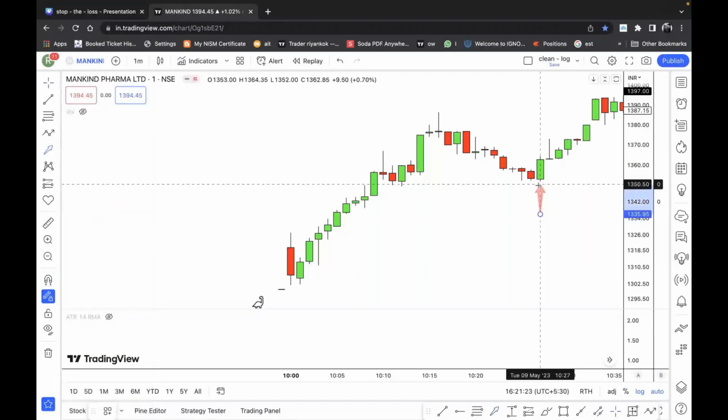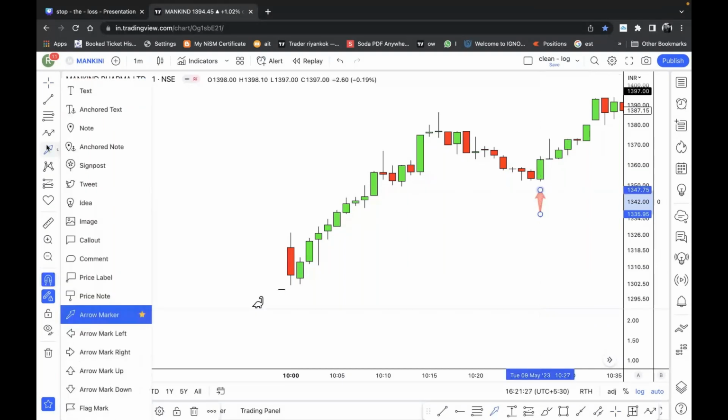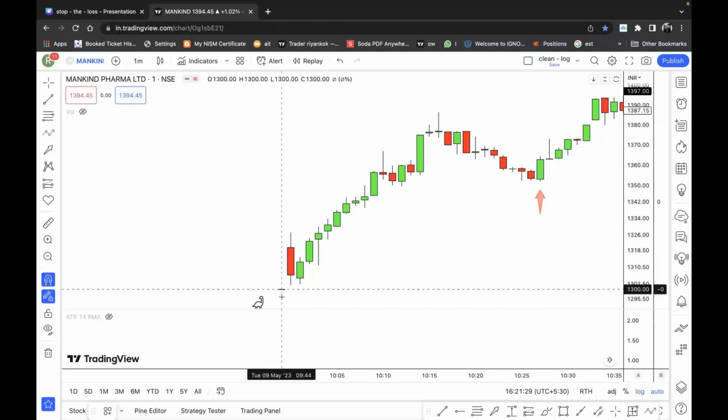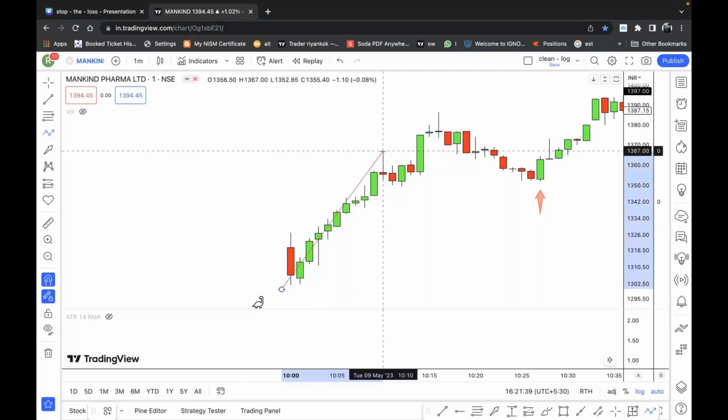Now, why this is happening is that this stock started to go up from above 1300 rupees. Okay, from the levels of 1300, the stock started to go up. It kept going up on and on and on. Then it made a high of this particular point, which is 1367. Now, the high was made on a red candle.